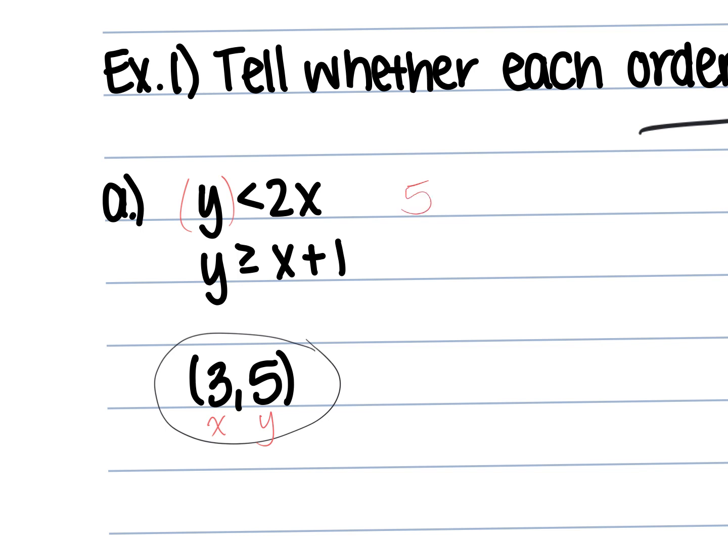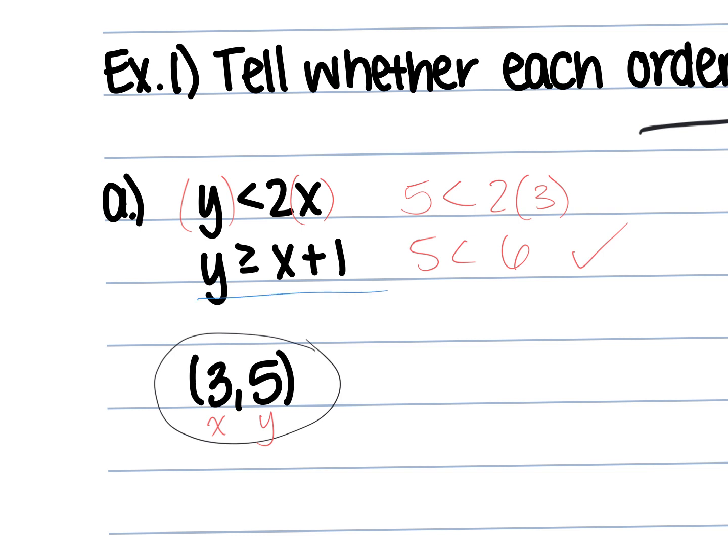Okay? So go back into your inequality, grab the y, and put what instead of y? 5. So it's going to be 5 is less than 2 times 3. What's 2 times 3? 6. Is 5 smaller than 6? So we're good so far. Is it a solution? You don't know. Why don't we know yet? You have to check the second one, okay?